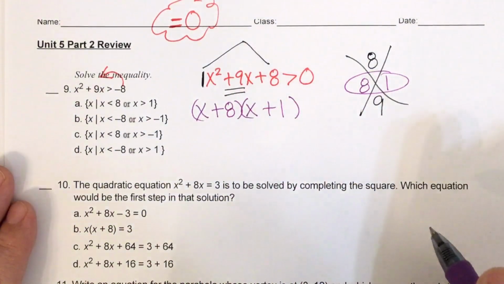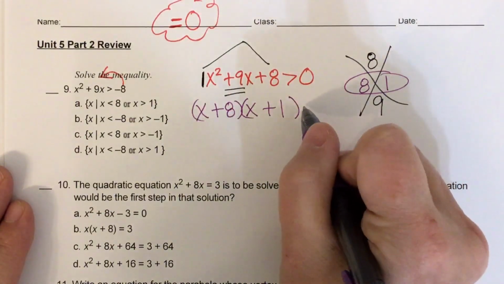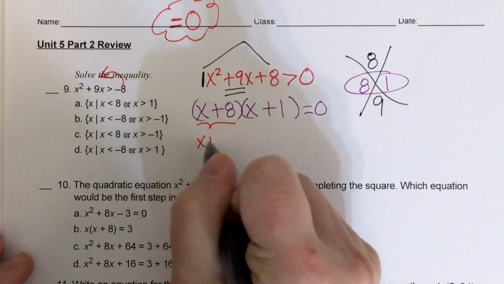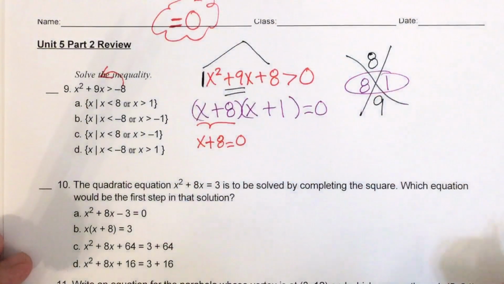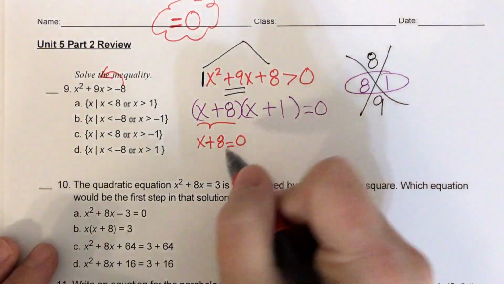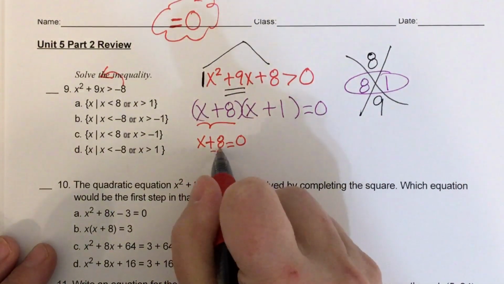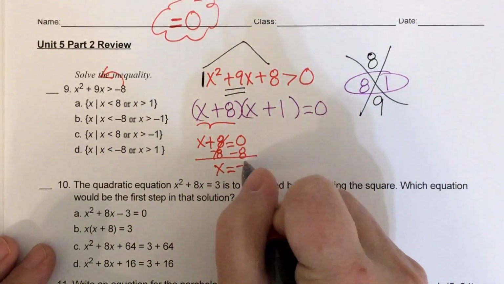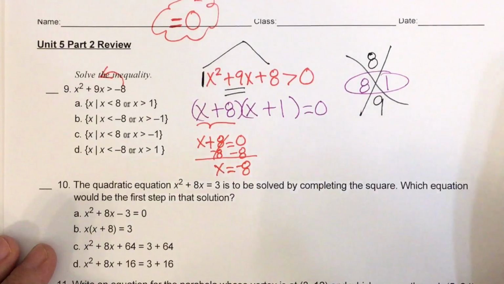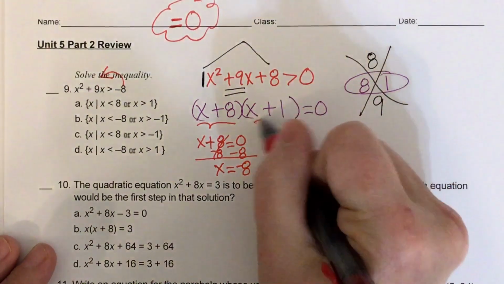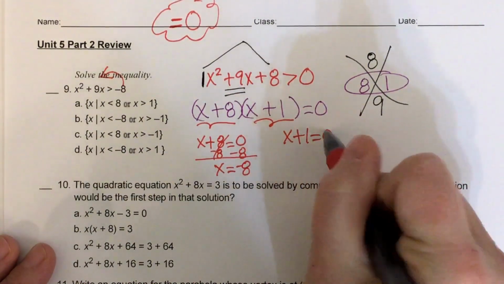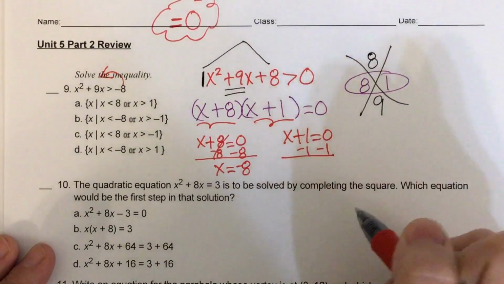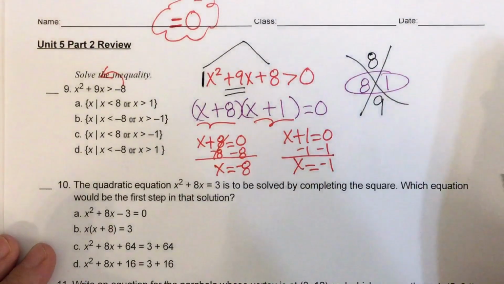Okay, and then I'm going to set each of these equal to 0. So if I set my first factor, x plus 8, equal to 0, what would you get if you solved that equation? Negative 8. You would subtract 8 from both sides, and 0 minus 8 is negative 8. Then we're going to set our other factor equal to 0, and what would we get if we set x plus 1 equal to 0? Negative 1. You would get rid of addition of 1 by subtracting 1, so you would get negative 1.